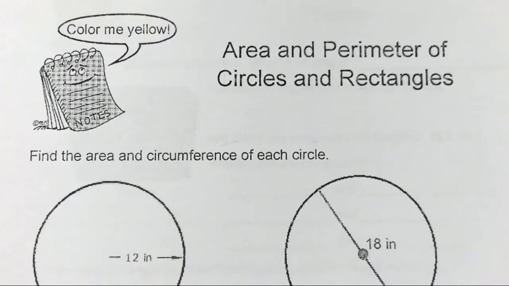In today's video, we're going to talk about how to find the area and perimeter of circles and rectangles. This is a review from 6th grade, so hopefully this will go pretty quickly for us. This is a part of our geometry unit, and our new color for the geometry unit will be yellow.